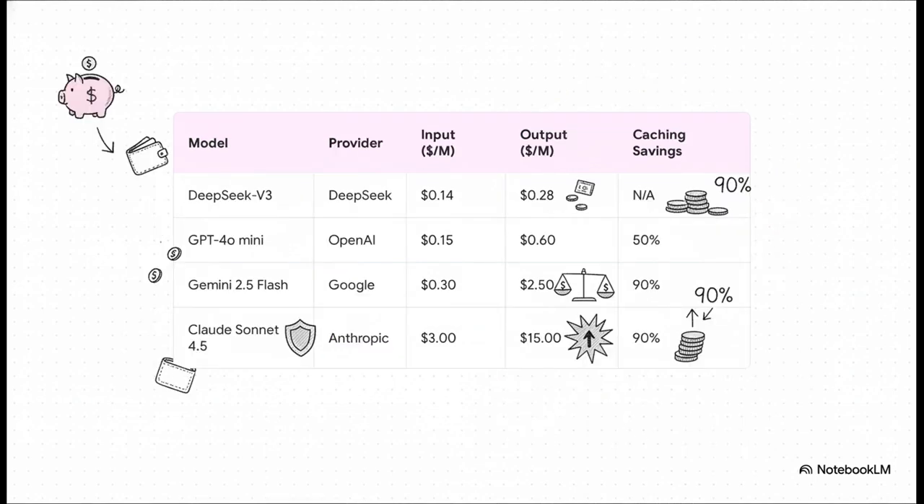So here's a snapshot of the whole market. You really have a spectrum of choices now. At one end, you've got the super cheap, high-volume players like DeepSeek. Then you've got these awesome value options in the middle, like GPT-4o Mini. And then at the premium end, you still have the powerhouses like Claude Sonnet from Anthropic. Yeah, it's more expensive per token, but remember those incredible 90% caching savings? It's all about picking the right tool for your specific budget and needs.